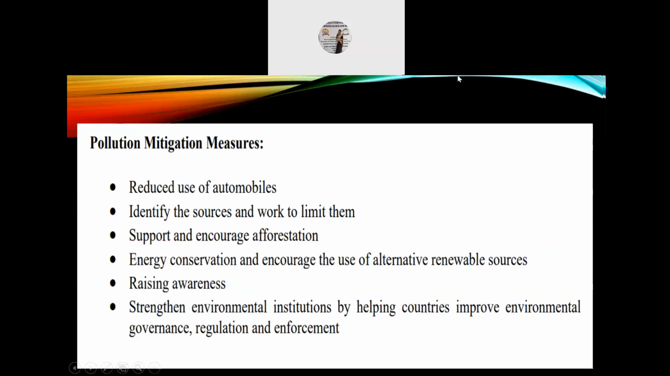Next, pollution mitigation measures. The first one is to reduce the use of automobiles. Second is to identify the sources and work to limit them. Third is to support and encourage afforestation. Fourth is energy conservation and encouraging the use of alternative renewable sources. Fifth is raising awareness, and sixth is strengthening the environmental institutions by helping countries improve environmental governance, regulation, and enforcement.